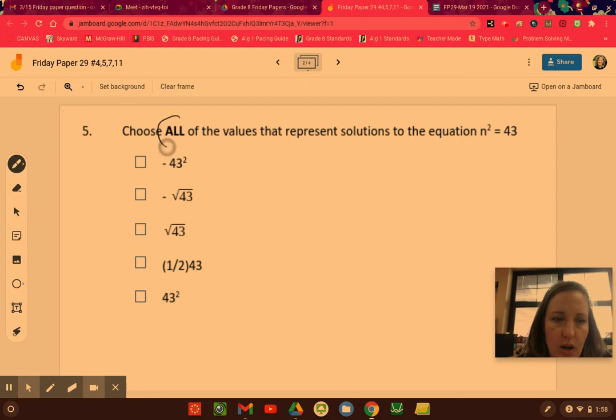It says choose all of the values that represent solutions to this equation. So some number squared, n squared equals 43.